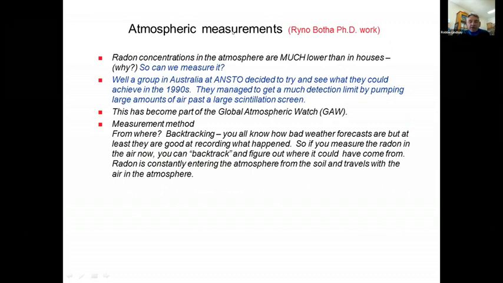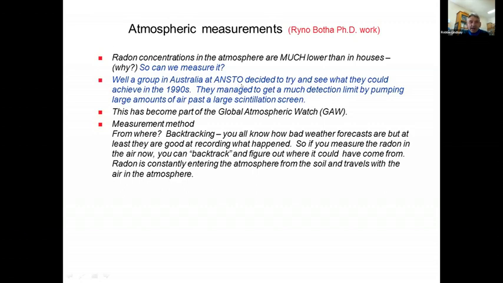Okay, I first became aware of more accurate radon measurements when I got Reino Botha as a student, and his PhD has now been on radon measurements in the atmosphere. So in the atmosphere, because it hasn't built up like in a house, we get much lower radon concentrations. So can we measure that? Well, as I said, in a room, you typically get 40. In the atmosphere, you get usually below 10, it could be 2, 3, 4, that sort of value, becquerels per cubic meter.